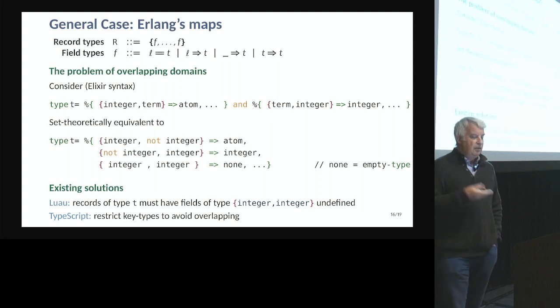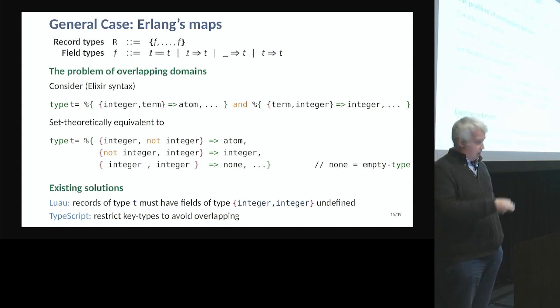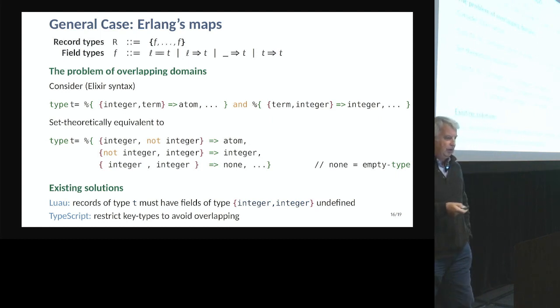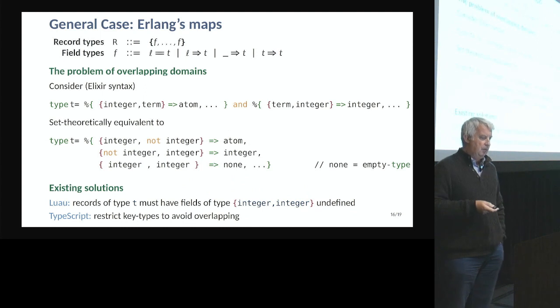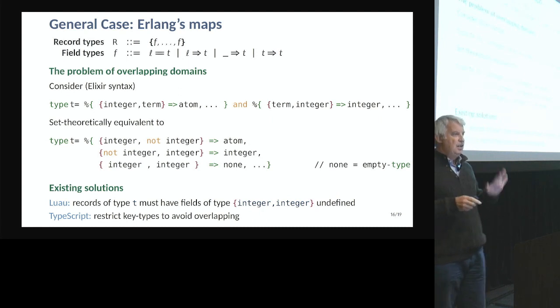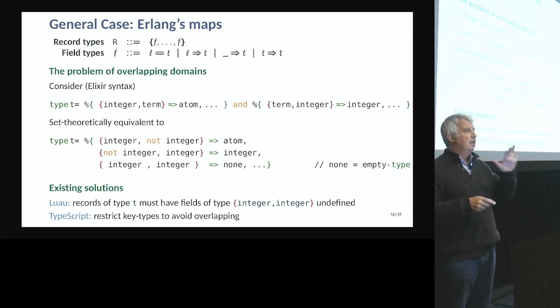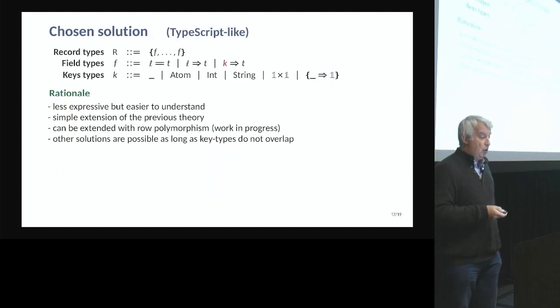And there are different solutions for that. Luau, what it does, it says, yeah, so let's consider it. So we know that all fields of type integer must be undefined because they map to the empty type. TypeScript does a different solution. That is, they restrict the key types just to avoid overlapping. The types they give do not overlap. So the solution we chose for Elixir is like TypeScript.